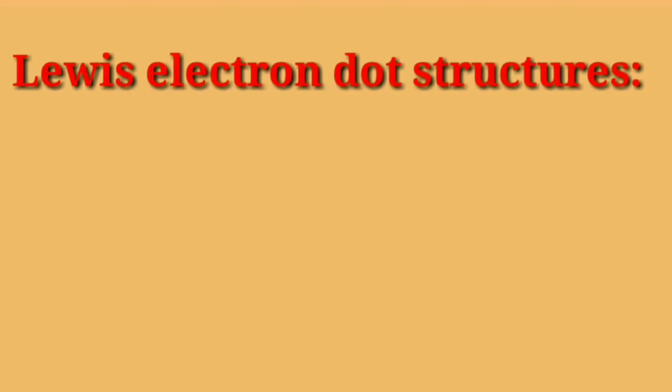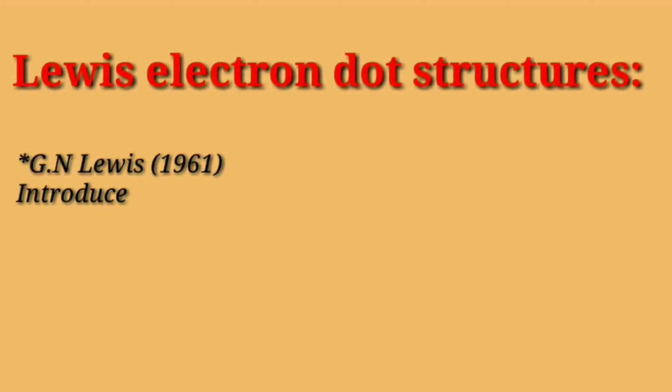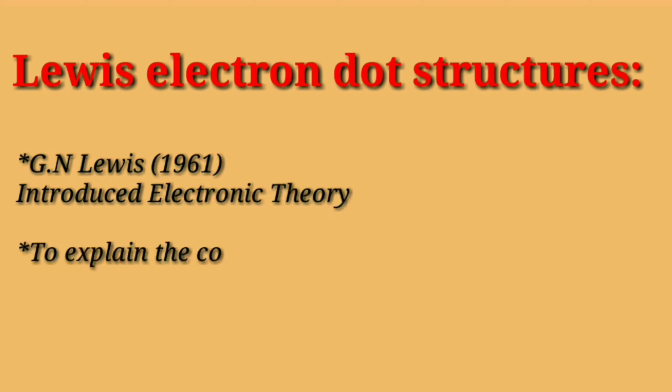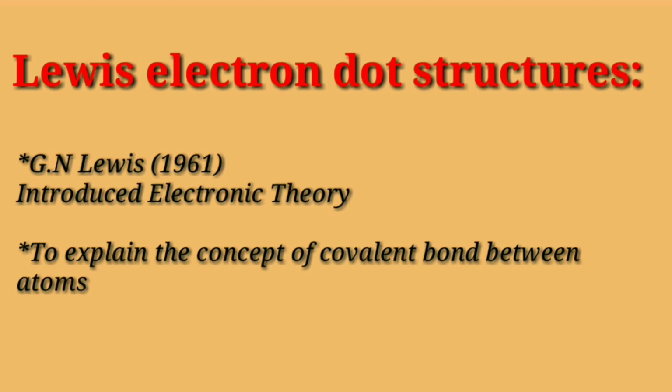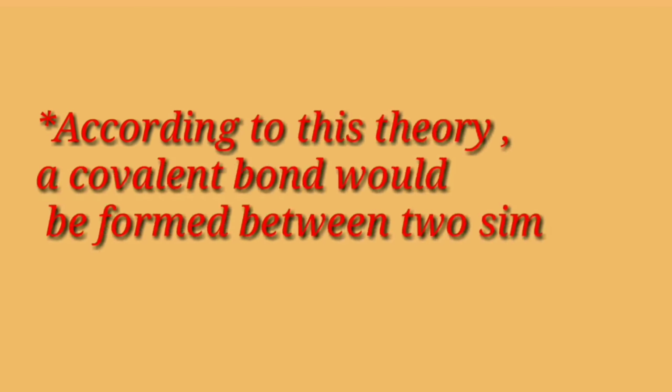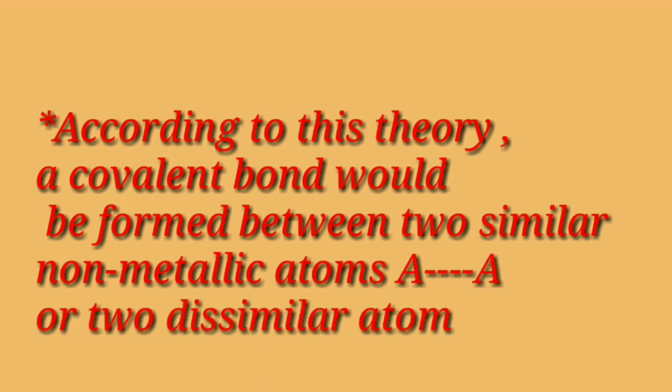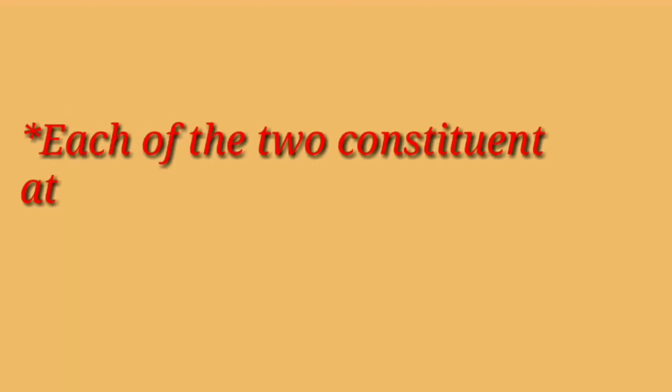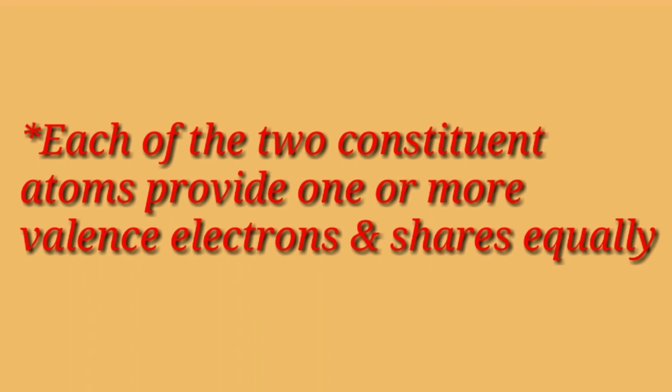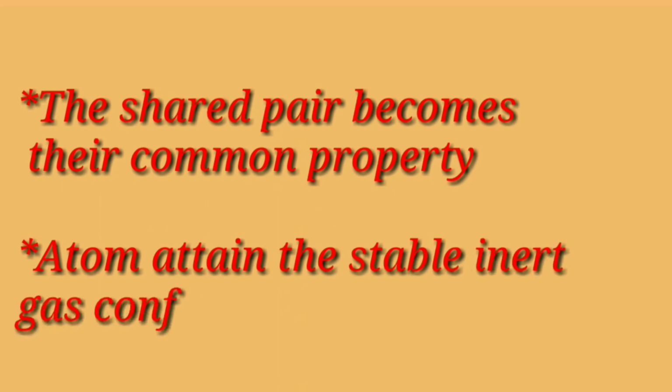Lewis electron dot structures. G.N. Lewis in the year 1916 introduced electronic theory to explain the concept of covalent bond between atoms. According to this theory, a covalent bond would be formed between two similar non-metallic atoms or two dissimilar atoms. Each of the two constituent atoms provides one or more valence electrons and shares them equally. The shared pair becomes their common property. Because of this, atoms attain the stable inert gas configuration.